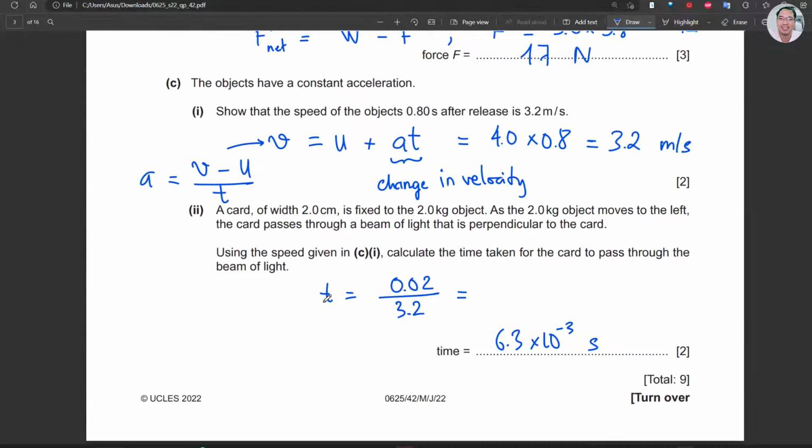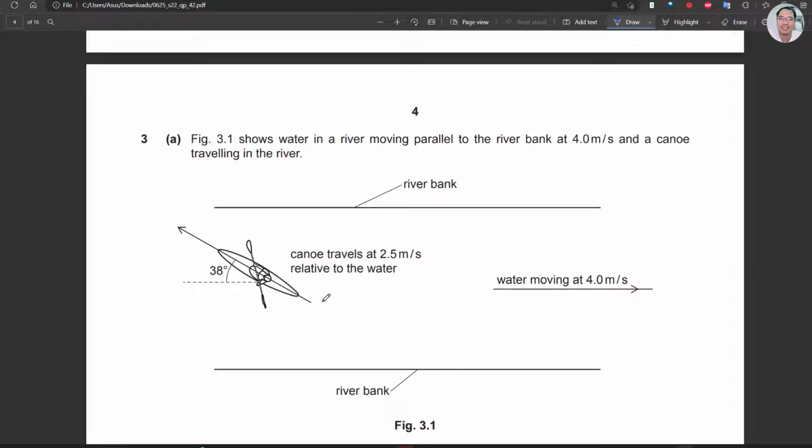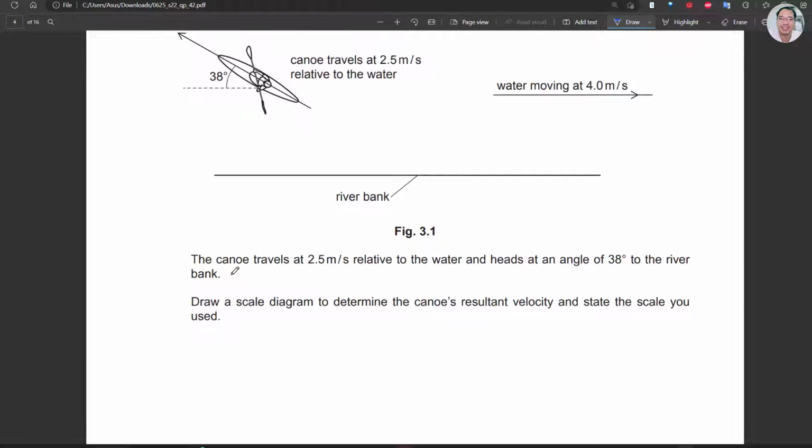Okay. Question 3. The water in a river is moving parallel to the river bank at 4 meters per second, and a canal boat is traveling in the river. The angle and the velocity of the boat relative to the water are given. Draw a scale diagram. Determine the canal boat's resultant velocity and state the scale you use.